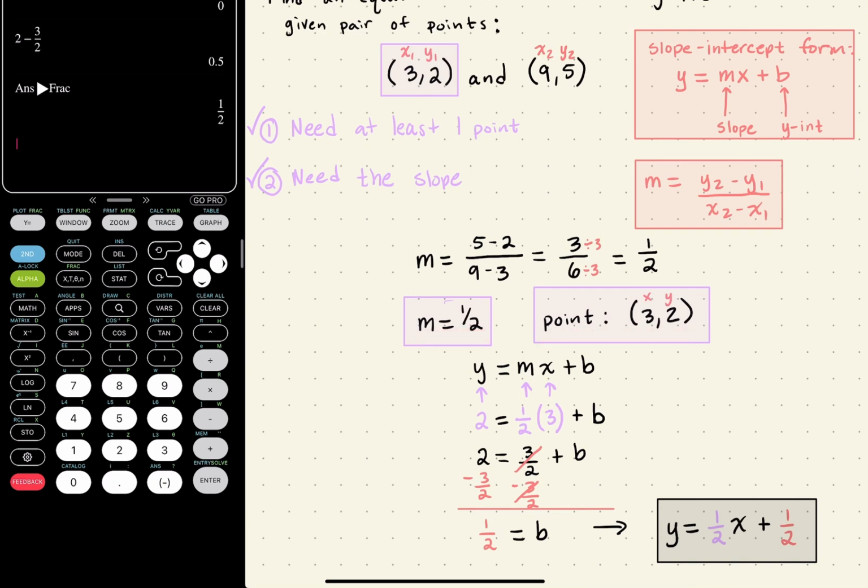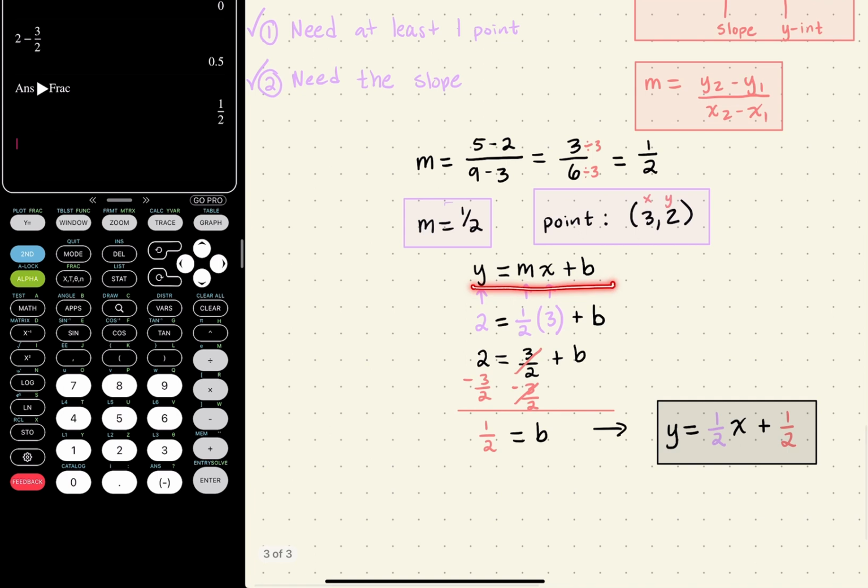We plugged that information into the slope-intercept form of a line, the y portion of our coordinate into the y portion of the slope-intercept form. Our slope got plugged in, our x value got plugged in, and we solved for the remaining unknown, which was b. Once we had b, we then just rewrote the equation of our line. We removed the y and the x, turned them back to variables, and we plugged in the slope and the y-intercept. And we are done.